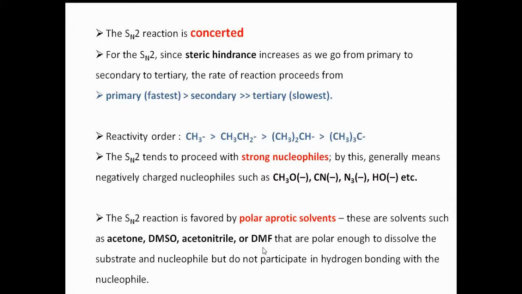They are polar, that is, they dissolve the substrate and the nucleophile, but they do not participate in hydrogen bonding with the nucleophile. So SN2 reactions proceed when there is a strong nucleophile, and also they are favored by polar aprotic solvents.